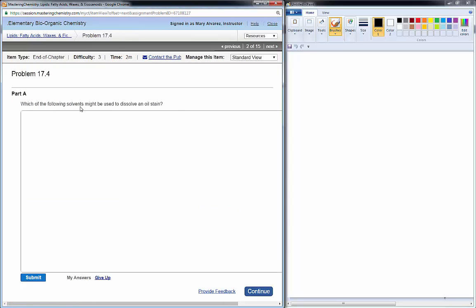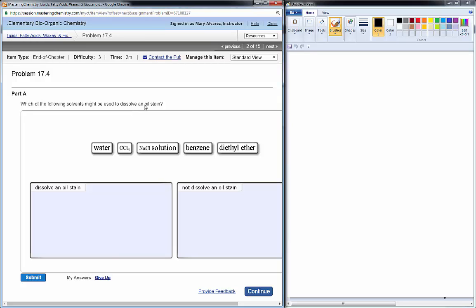Next, which of the following solvents might be used to dissolve an oil stain? Oils are nonpolar or fatty, and so like dissolves like. So other nonpolar solvents would be good to dissolve an oil stain, whereas polar or ionic solvents would not be good. So water is very polar, so it would not dissolve an oil stain.